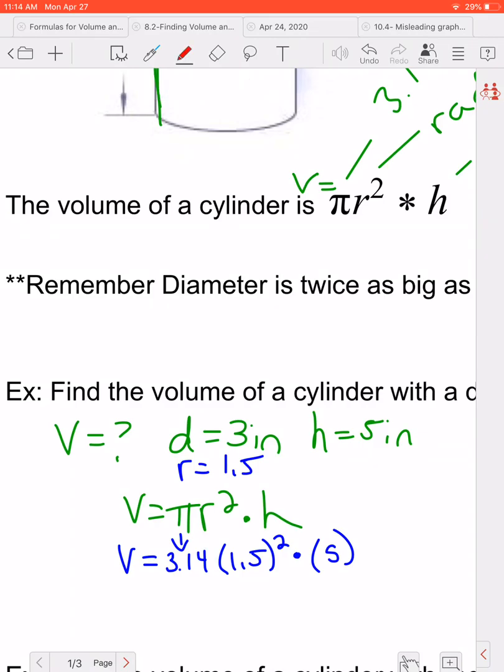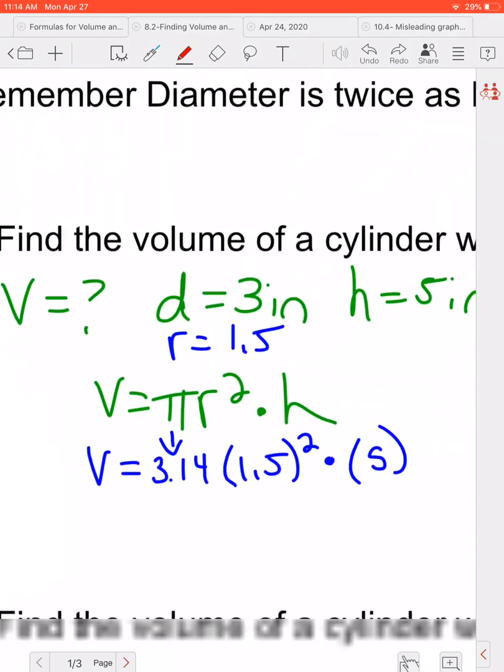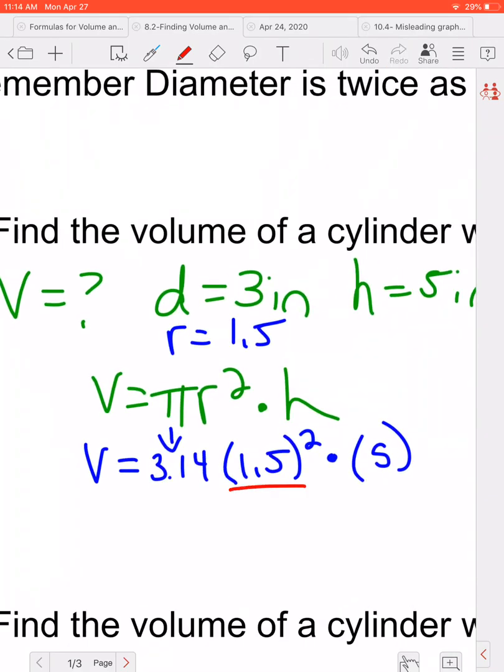Okay, so to start with, technically if you have a scientific calculator, you can type this all in exactly how we see it and get an answer out. And that's fine with me, but I'm going to show you in case you don't have a scientific calculator that has parentheses and such. We are going to do 1.5 squared first, so we're going to do 1.5 times 1.5, which is 2.25. So we're going to have 3.14 times 2.25 times 5.